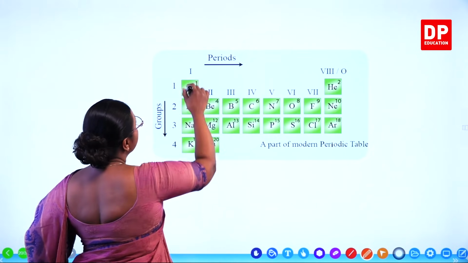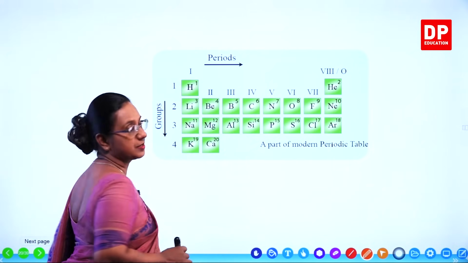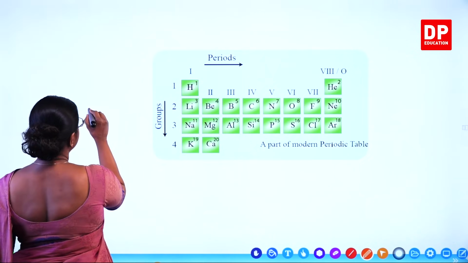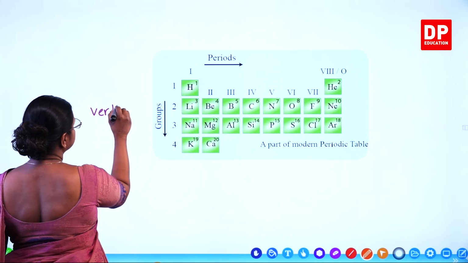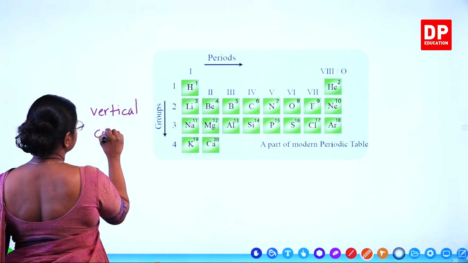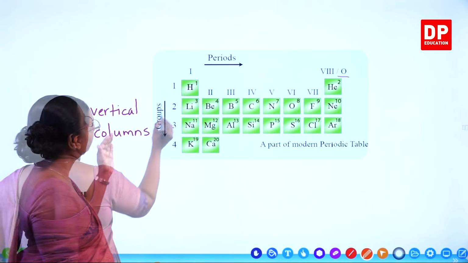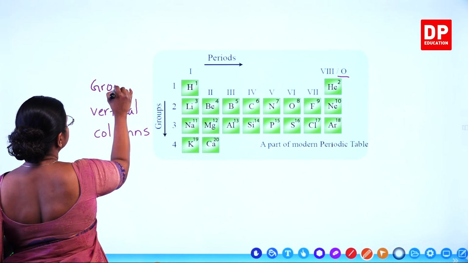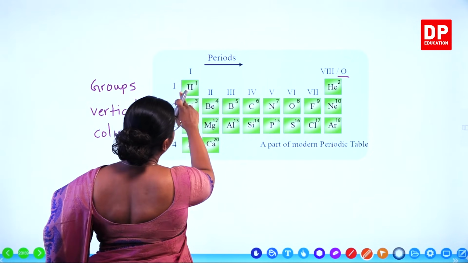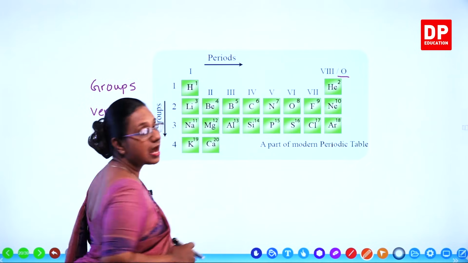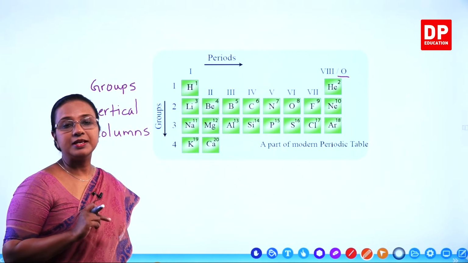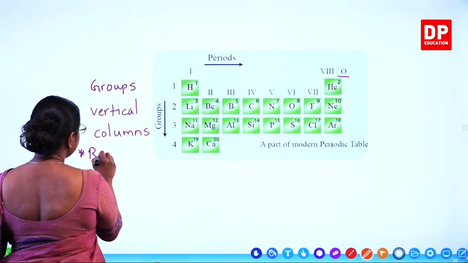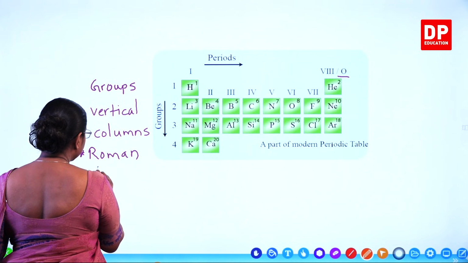In this, the vertical columns are known as groups. The vertical columns, which are called the groups, as you can see, are given Roman numbers. Capital Roman numerals have to be used. So here you have to remember, students, you have to use the Roman numbers.